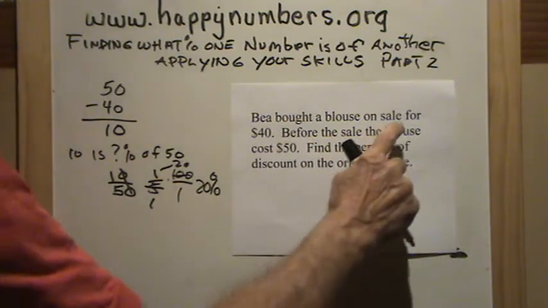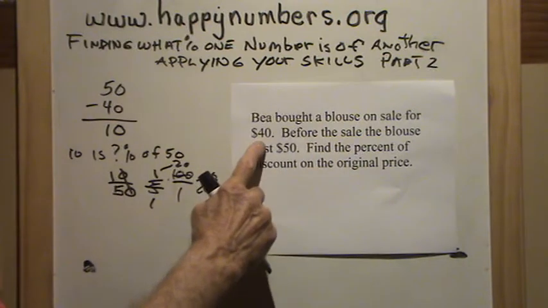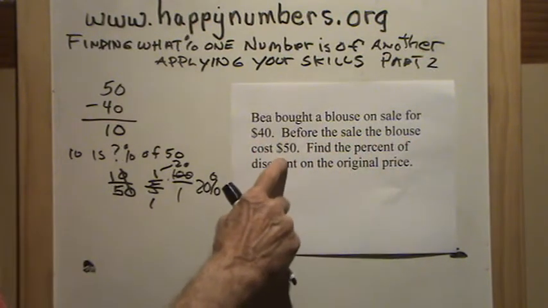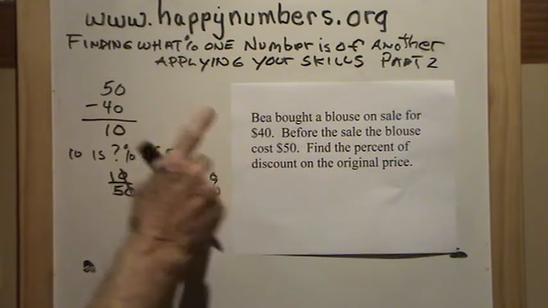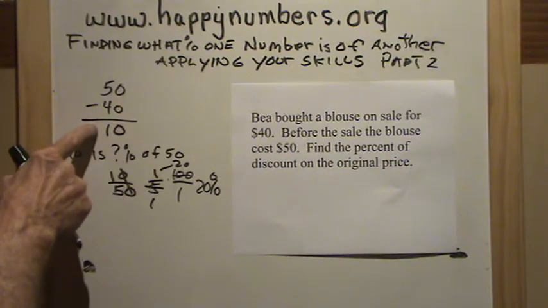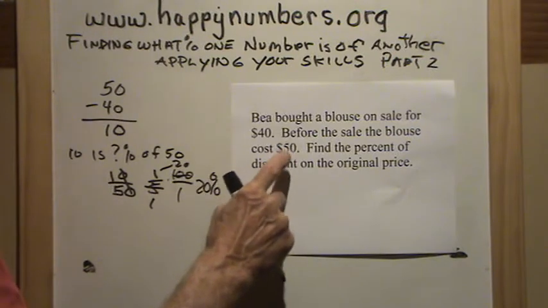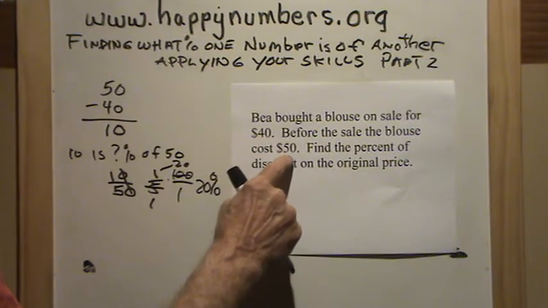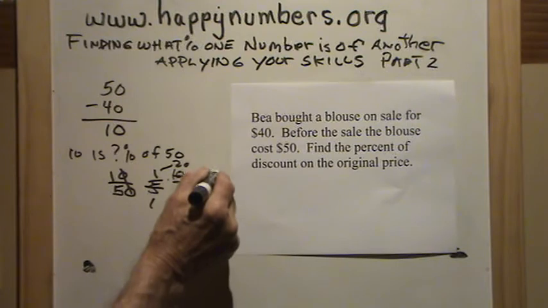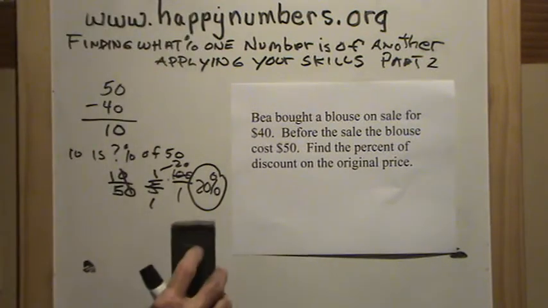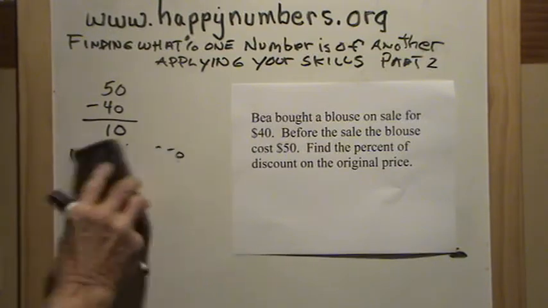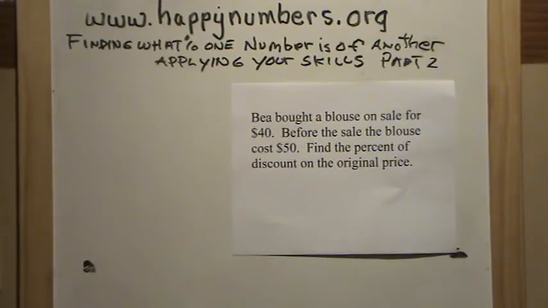So B bought a blouse on sale for $40. Before the sale, the blouse cost $50. Find the percent of the discount. Well, we found the discount was 10. And then we asked, 10 is what percent of 50? And 10 is 20% of 50. Okay, let's put a problem up for you to do.